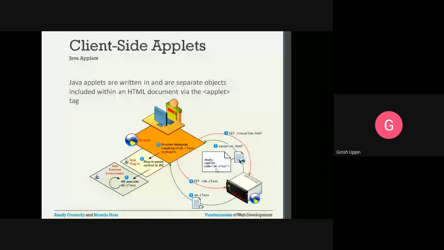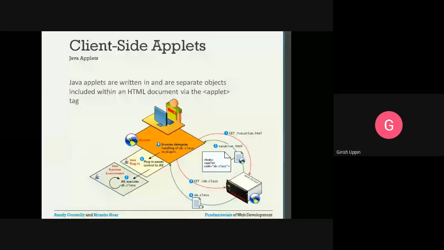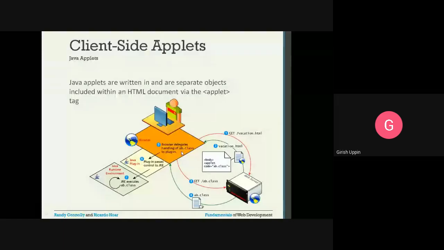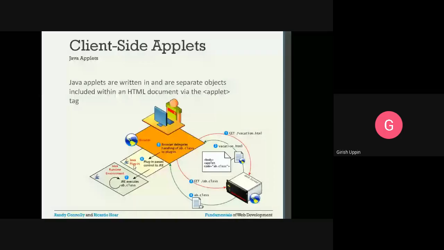The server will respond with that eb.class to the browser. Then the browser delegates this particular file, eb.class, to the Java plugin. So the Java plugin will take care of executing that particular class. The plugin passes control to the JRE. So this plugin will require a Java Runtime Environment, and that class will get executed by the JRE.